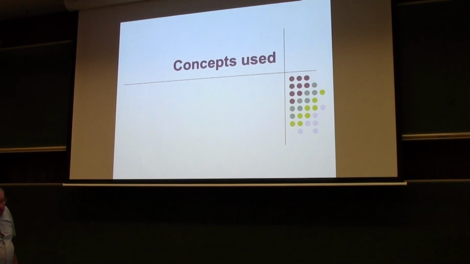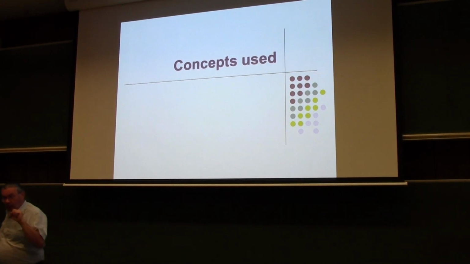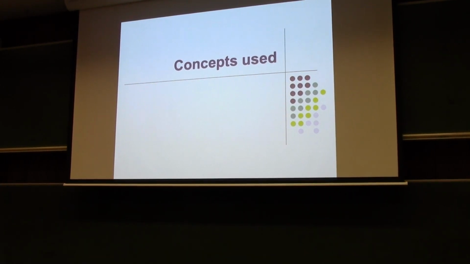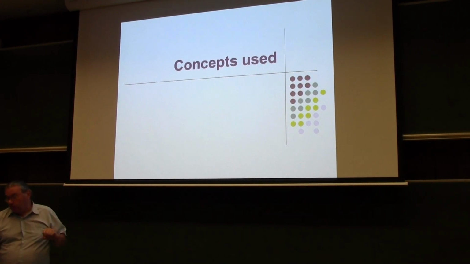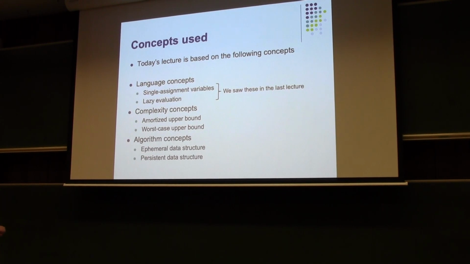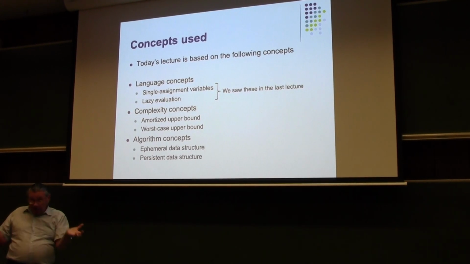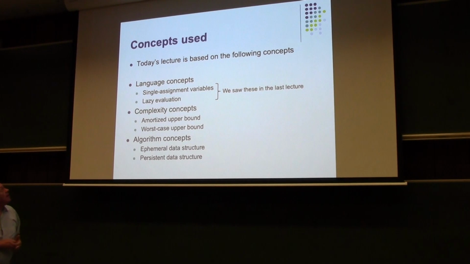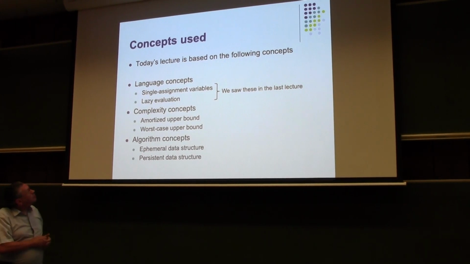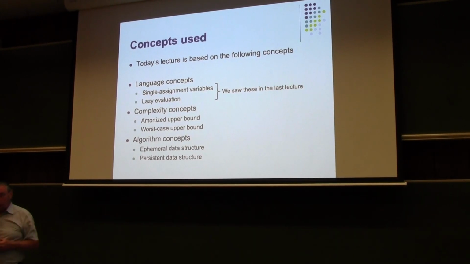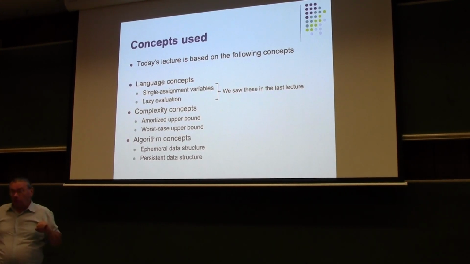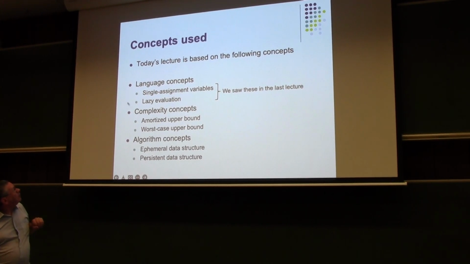Okay, before I show you lots of code, I want to present the concepts. So we're going to have algorithms today. So we're going to talk about algorithm concepts, okay? And there are three kinds. First of all, language. We're going to use declarative paradigms, powerful ones, and the concepts we use are going to be the single assignment variables, which I call data flow variables, also lazy evaluation. So that, we saw that already. This is what we saw.